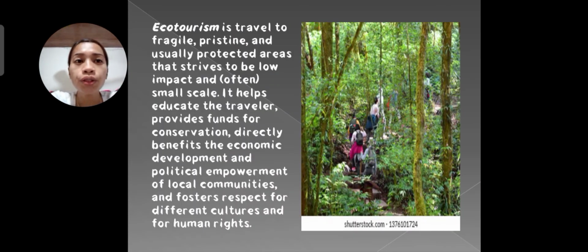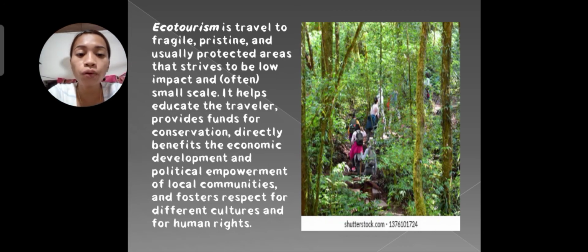Ecotourism is travel to fragile, pristine, and usually protected areas that strive to be low impact and often small scale. It helps educate the traveler, provides funds for conservation, directly benefits the economic development and political empowerment of local communities, and fosters respect for different cultures and for human rights.